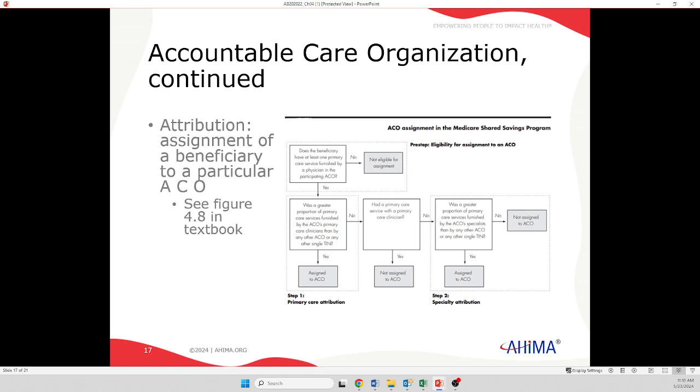There is something that goes along with it that's called attribution. This is assignment of a beneficiary to a particular ACO. So this is when you actually are put into an ACO by Medicare. This is figure 4.9. It says 4.8. There's lots of typos in this new edition. This is 4.9. It's on page 80 in your book, so you can see it a little bit better. And that's how they set it up to kind of assign it to you. You can voluntarily sign up during open enrollment.